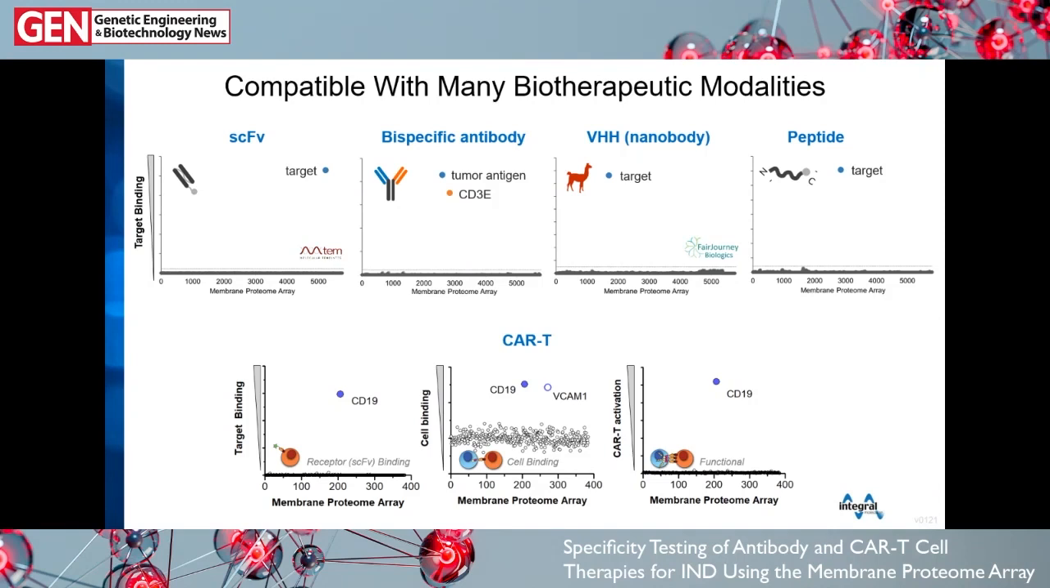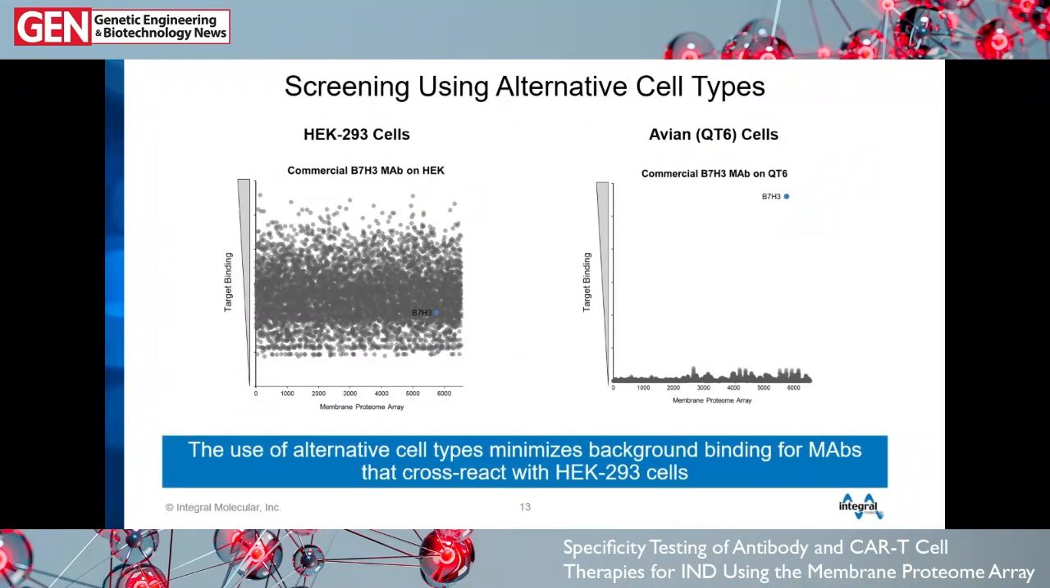There are a number of benefits that are unique to the membrane proteome array, and I will talk about some of them in the next few slides here. One of the benefits is that we have validated the expression of the MPA library in 2 different cell lines. While HEK cells are standard and are ideal for expressing human membrane proteins, there are cases where HEK cells can result in high background levels.